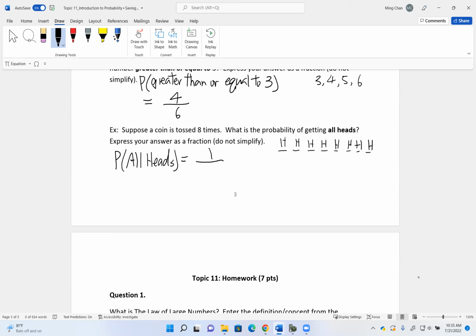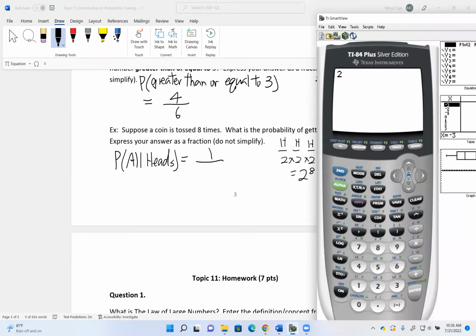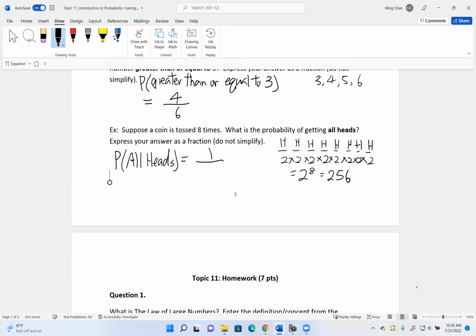Well, every flip has 2 outcomes, right? Every flip has 2 outcomes. So if we multiply them together, that's the same thing as 2 to the 8th power. And 2 to the 8th power is 256. So in the calculator, 2, caret key, exponent 8 is 256. So there are 256 total possible outcomes when you flip a coin 8 times. So flipping all heads is only one way out of 256 total.